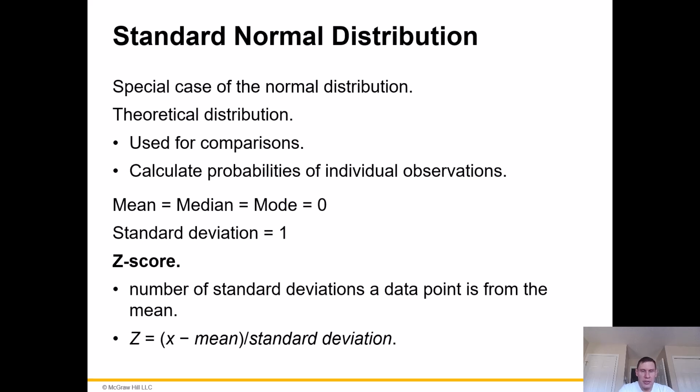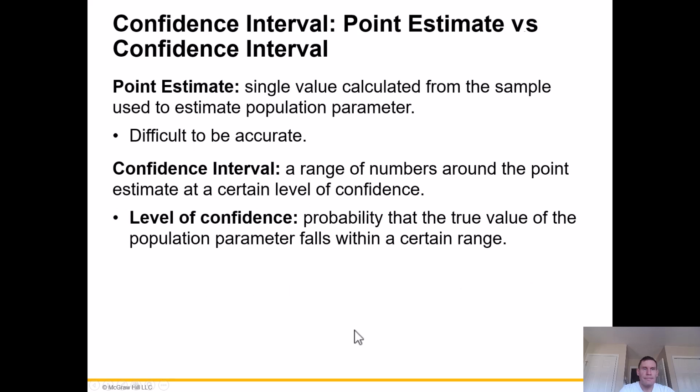The z-score, the number of standard deviations a data point is from the mean. So z is basically x minus the mean divided by the standard deviation.